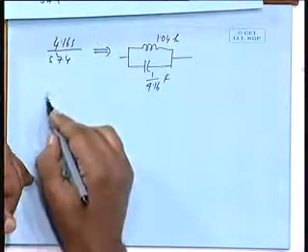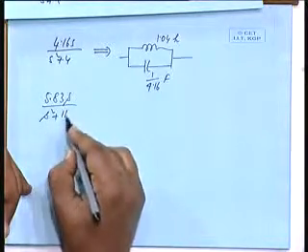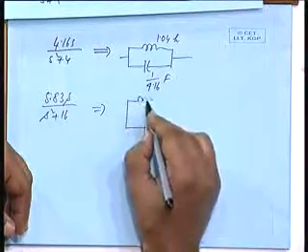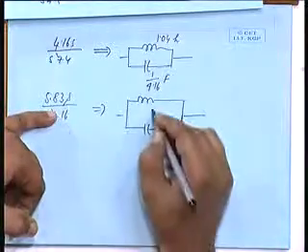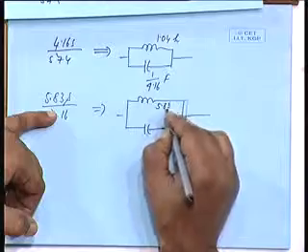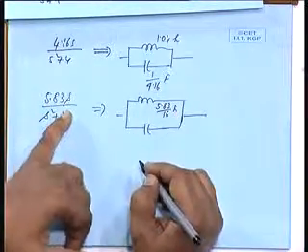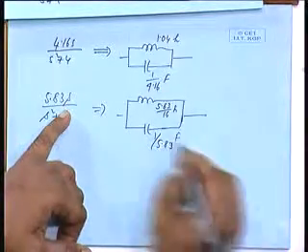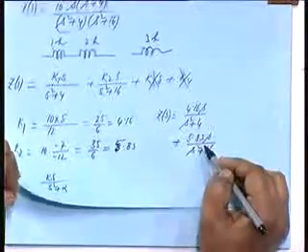Similarly, 5.83 S by S squared plus 16. Could you please tell me the values? When S is small, it is 5.83 by 16 Henry, and this one will be 1 by 5.83 farads. Okay. So if I put these two in series, I get the total impedance function, this plus this.